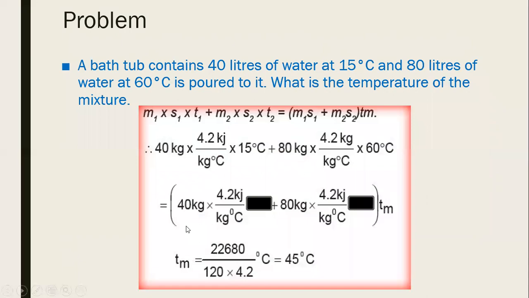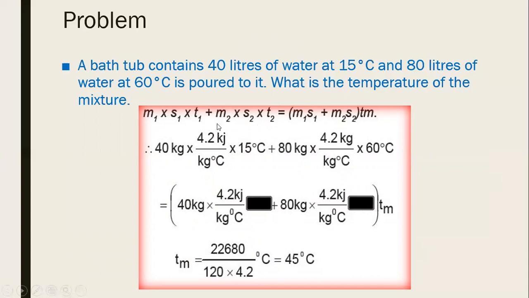So one problem is there. A bath tub containing 40 liter of water at 15 degrees Celsius, and 80 liter of water at 60 degrees Celsius is poured into it. So one tub contains 40 liter of water at 15 degrees Celsius, and in that tub we are adding 80 liter of water at 60 degrees Celsius. What is the temperature of the mixture?